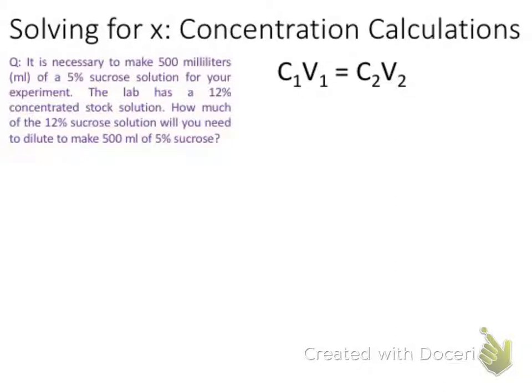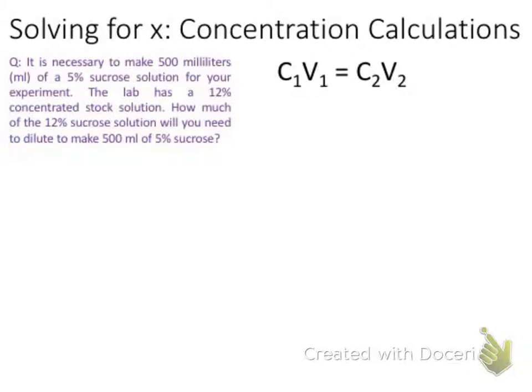Imagine that you go into the lab and you need to make 500 milliliters of a solution, and you're told that the solution needs to be a 5% sucrose solution. The lab already has a solution that's 12%. This is called a stock solution. So it's a concentrated solution that's on the shelf. So you need to figure out how much of that stock solution you need to dilute to make 500 milliliters of 5% sucrose.